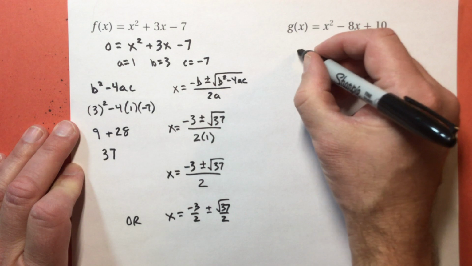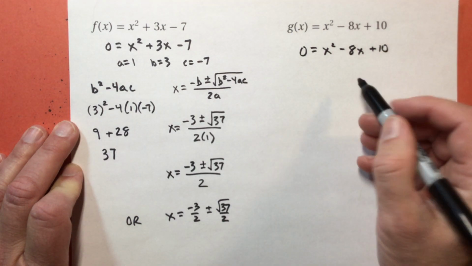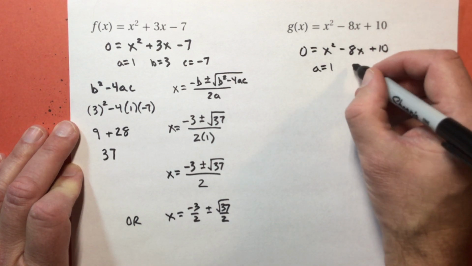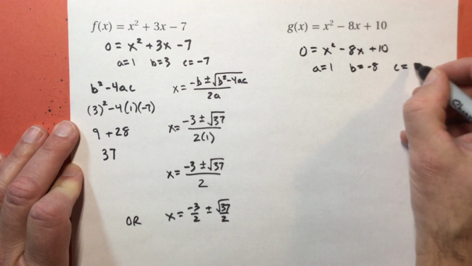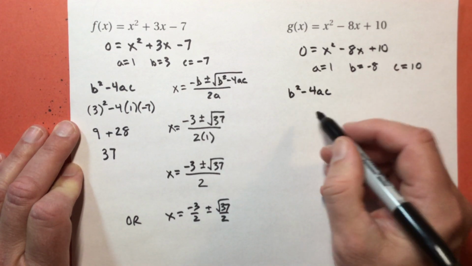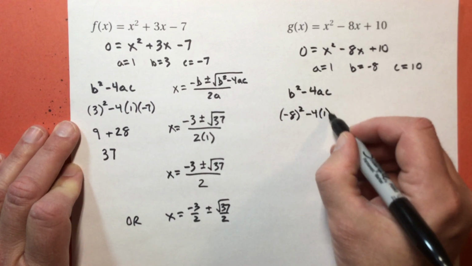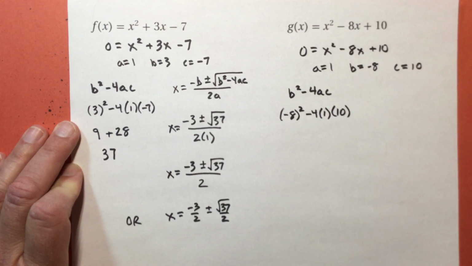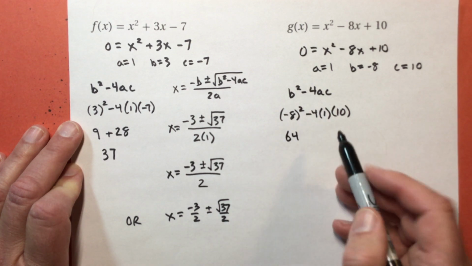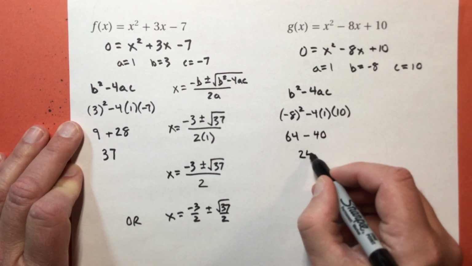Let's do this one. So first, set it equals 0. Identify what your parameters are. So my a is 1. Well, it's been nice that a's been 1, hasn't it? My b is negative 8, and my c is positive 10. My discriminant, b to the second power subtract 4 times a times c. That's negative 8 to the second power. My a is 1, so negative 4 times 1, and my c is 10. Negative 8 to the second power, negative 8 times negative 8 is positive 64. 4 times 1 times 10 is 40, so I'm going to subtract 40. And I end up with 24.